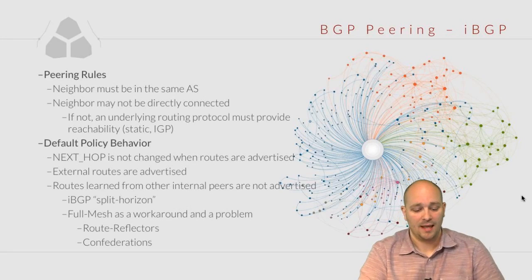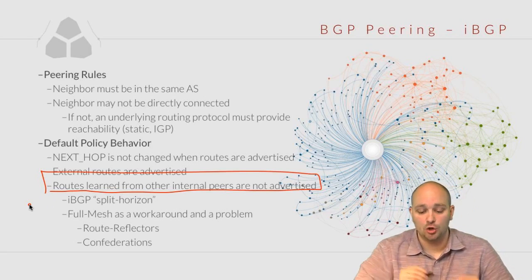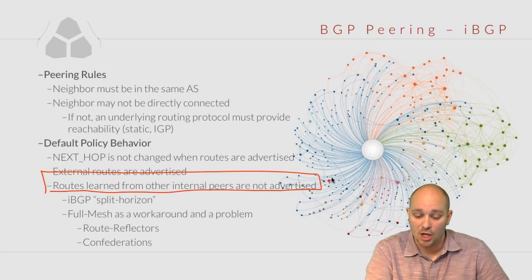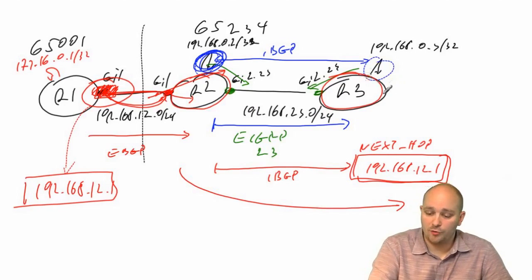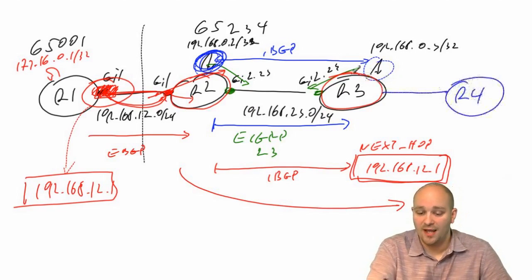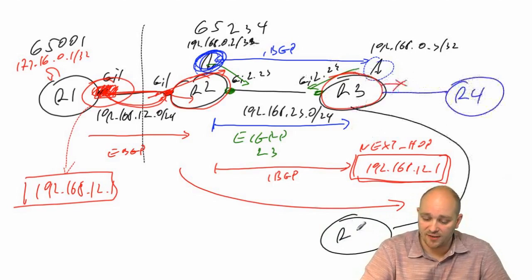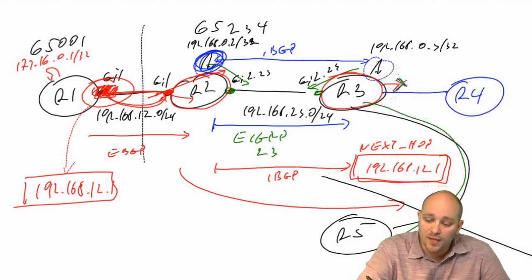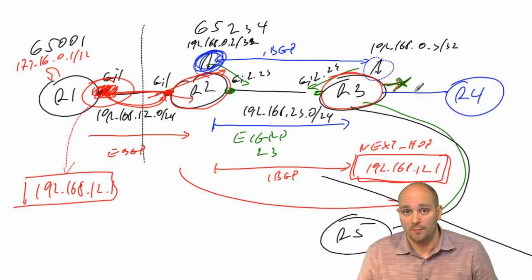Now, why is that important? Because routes learned from other internal peers are not advertised to other internal peers. So here, routes learned from internal peers are not advertised to internal peers. Which means that if on R3 we had another router, let's say R4, this route would not be advertised to it. But if on R3 we had another router, let's say R5, which was in a different AS, this route would be advertised to the external peer, but it will not be advertised to internal peers. And the reason for that is the loop prevention mechanism that I talked about earlier.